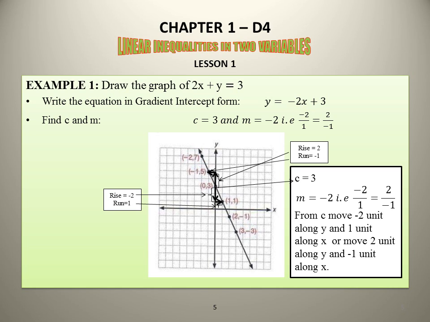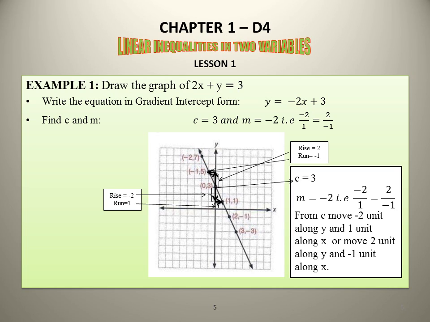C is the point on the y-axis starting from the origin, and it is positive, so we will move upward 1, 2, 3. At this point we will place a dot. Now our gradient is minus 2. If we take minus 2 over 1, then we will move 2 units downward from this C, 1, 2, and 1 unit to the right, and we will place a dot here, and we will join these 2 points and produce them on both sides to get the straight line.